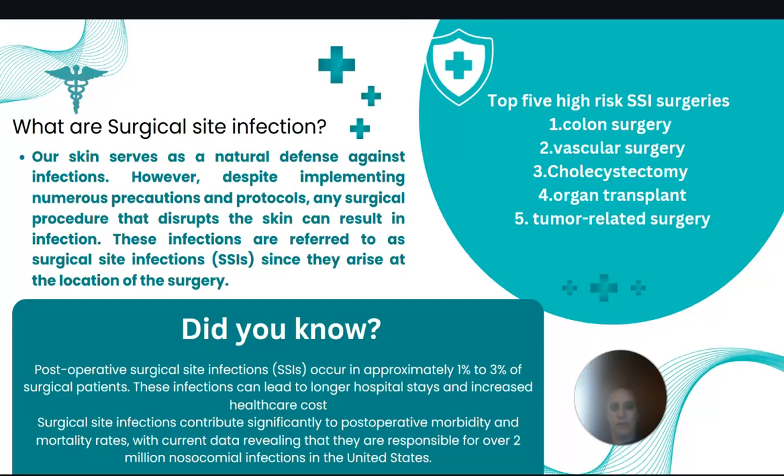I chose this topic because I work in the operating room, so surgical site infections are obviously a big thing. And I found this information up here pretty cool too, because it talks about the top 5 risks for surgical site infection surgeries: 1, colon surgery; 2, vascular; 3, cholecystectomies; 4, organ; and 5, tumor related. And I actually do quite a bit of colon and cholecystectomies, probably almost daily in my practice. So that's pretty cool to know the statistical rates on that.